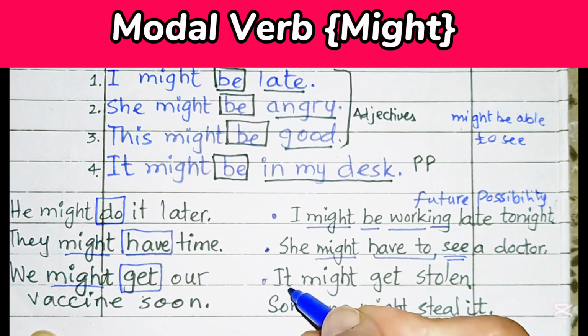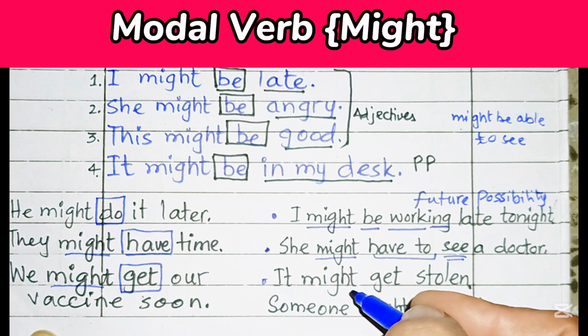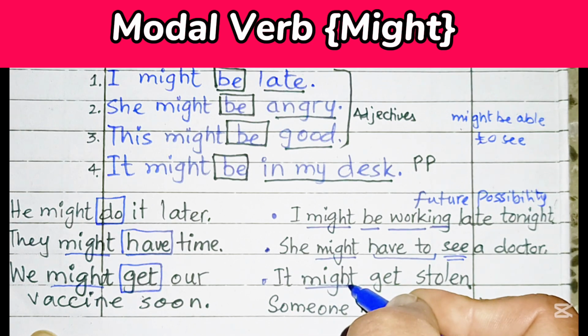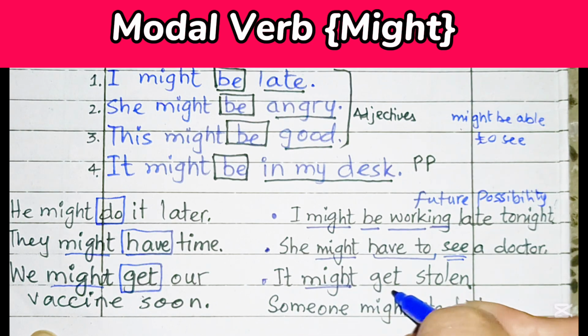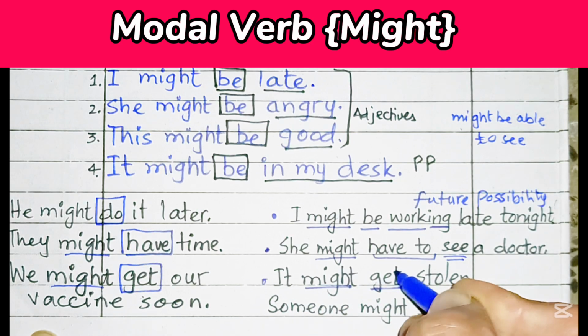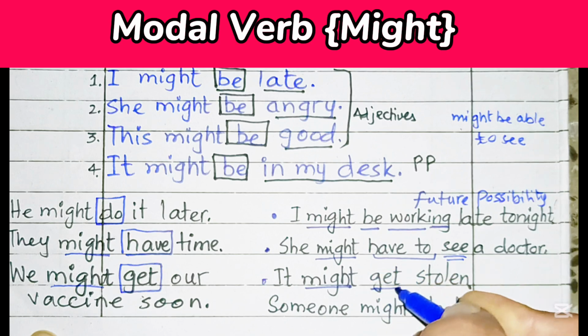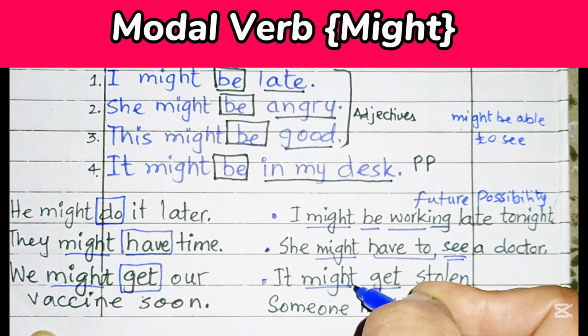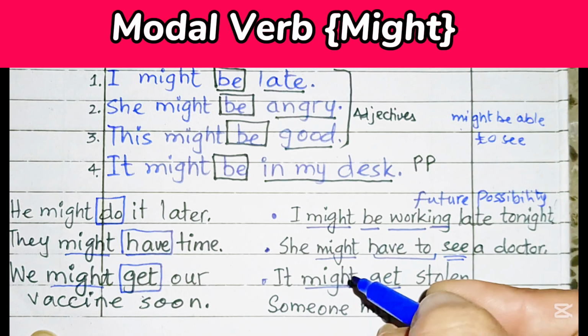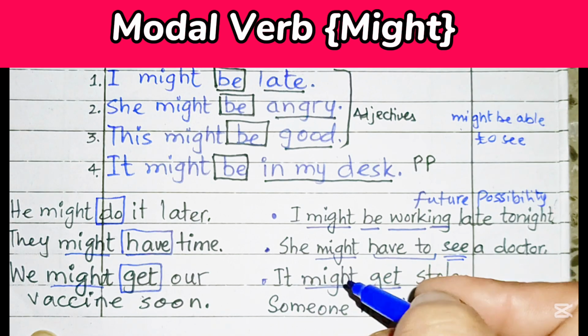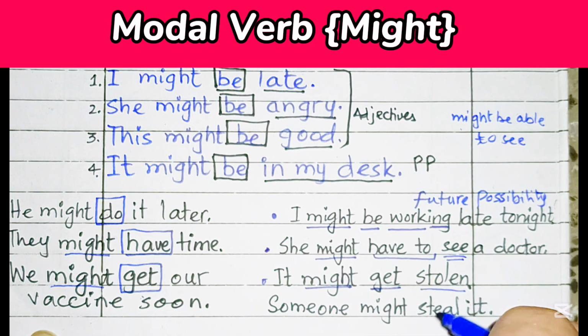Now look at this sentence. It might get stolen. Whatever this thing is, here we have might, a modal verb, and then get, which helps to make the passive voice. It might get stolen. This verb get helps to make this expression a passive voice structure. And this is the past participle, that is stolen.